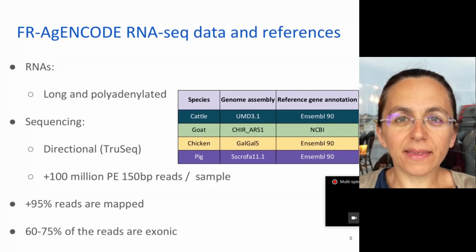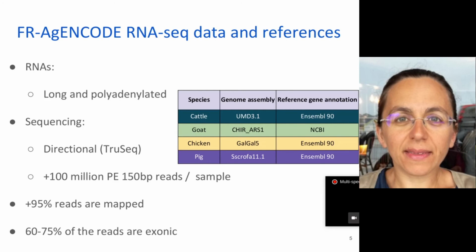We are trying to use, when we can, the Ensembl 90 annotation for almost all species except goat, where we had to use the NCBI annotation, since Ensembl did not provide any annotation. And I'm going to come back to the pipeline, but we have more than 95% of the reads that are mapped, and between 60 and 75% of the reads that are exonic.